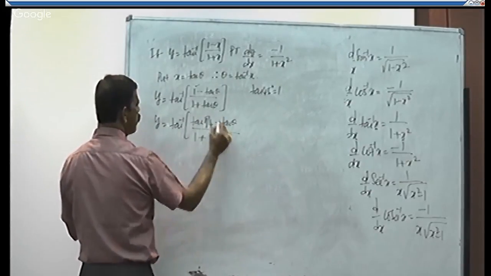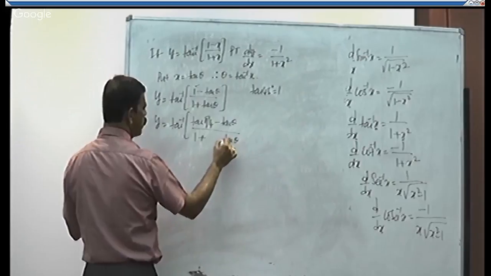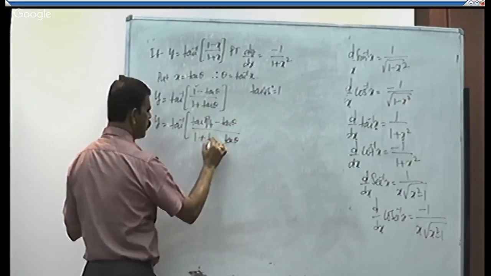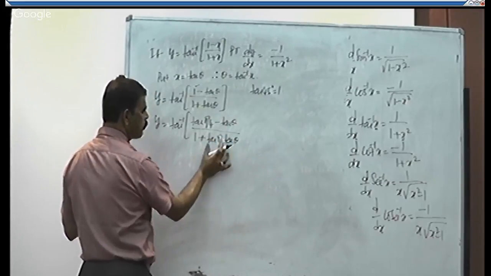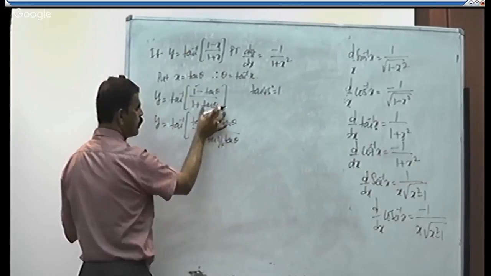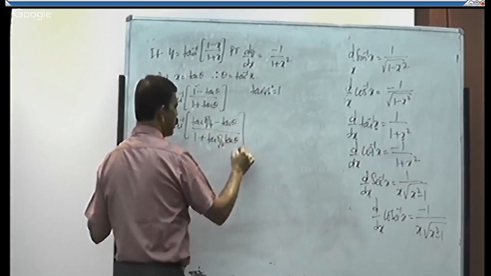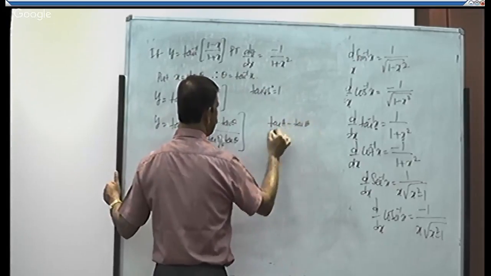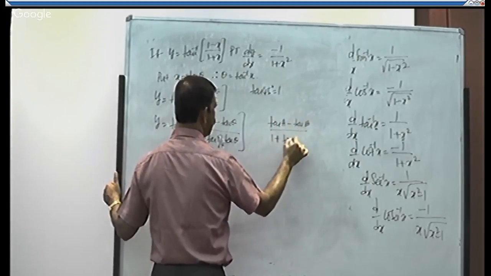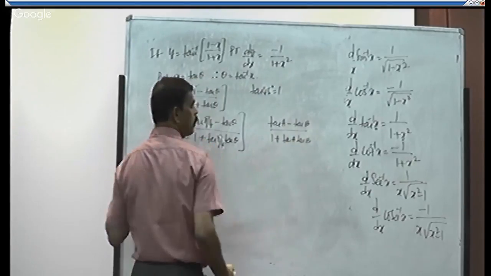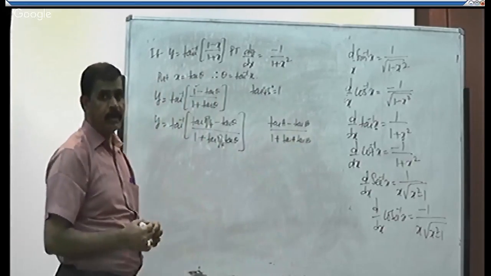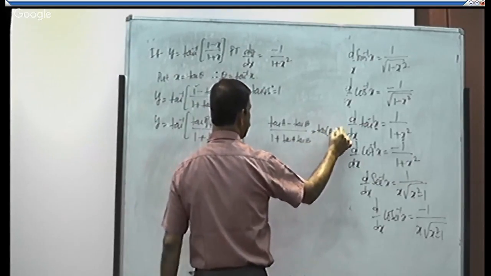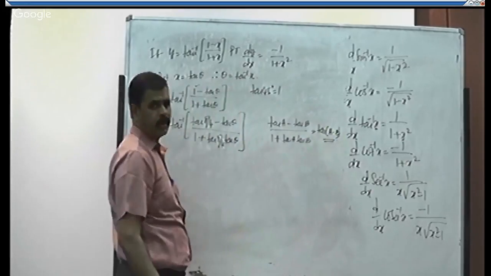Plus, for tan theta, if I multiply with 1, is there any change? No. In place of 1, I will write tan 45. So tan 45 is what? 1. 1 into tan theta is what? Tan theta. Now, the bracket is of this form: tan A minus tan B divided by 1 plus tan A tan B. Correct? Tan A minus tan B by 1 plus tan A tan B is what? It is tan of A minus B. We have to use this formula.